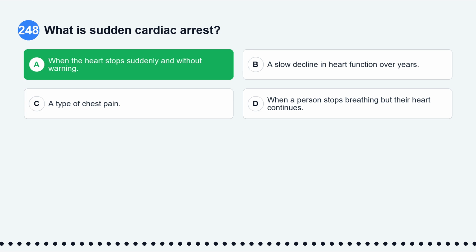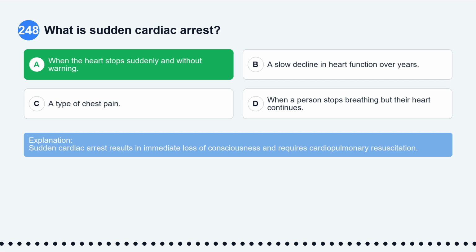The correct answer is option A. When the heart stops suddenly and without warning. Sudden cardiac arrest results in immediate loss of consciousness and requires cardiopulmonary resuscitation.